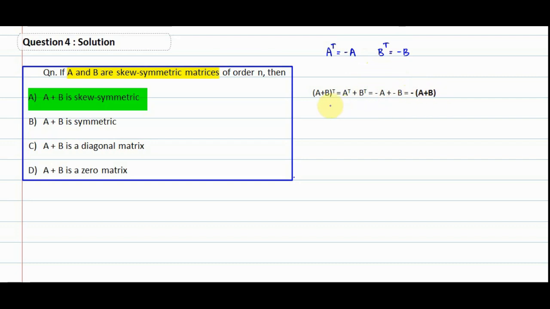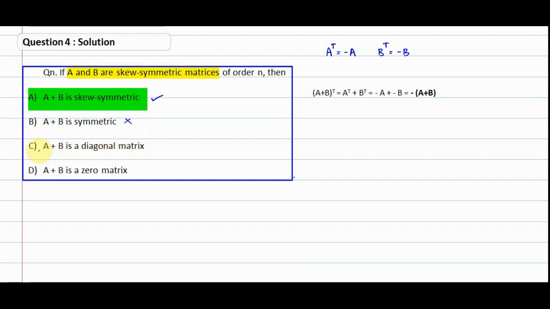Okay, so we are getting (A plus B) whole transpose equal to minus of (A plus B). This means that the expression A plus B is skew symmetric. So here the first statement given in option A is right. Now coming to the second option, what we have here is A plus B is symmetric. So this statement is wrong because we have just proved that A plus B is skew symmetric.